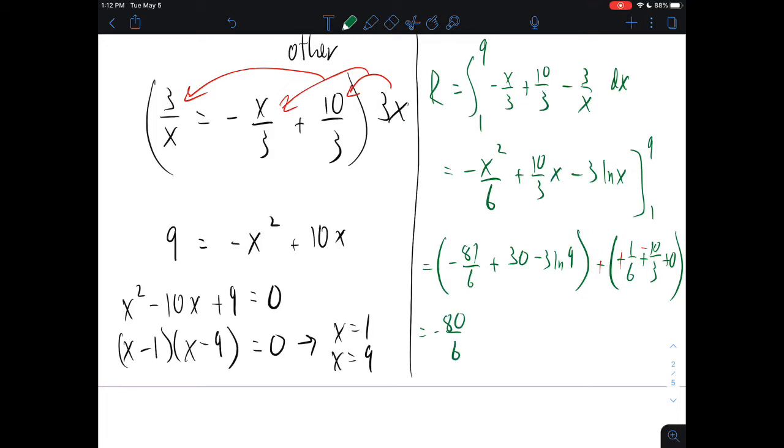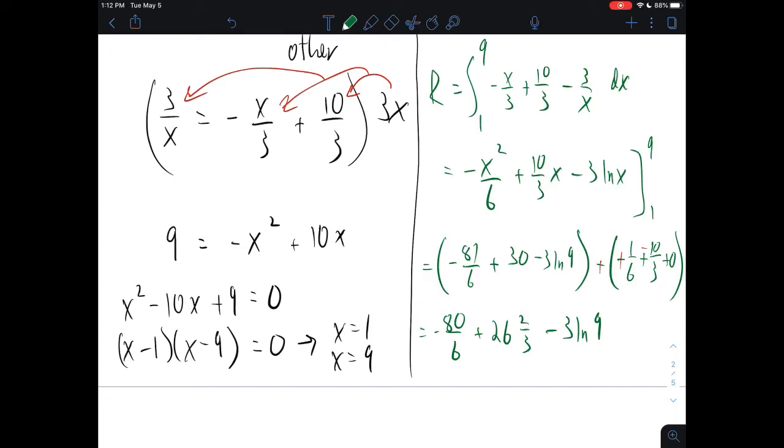And then I have plus 30, but then I'll have to subtract 10 over 3 from that. So that's subtracting 3 1/3. That leaves me with 26 2/3. And then I have my minus 3 natural log of 9.